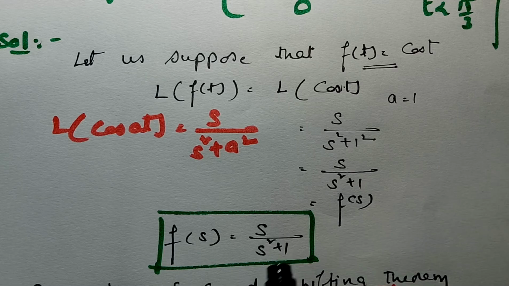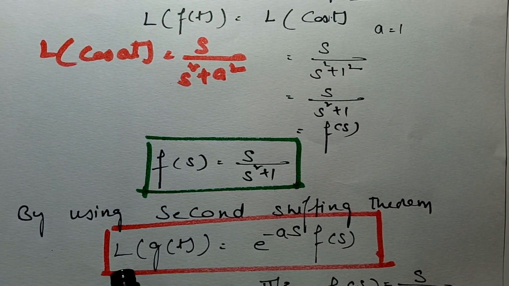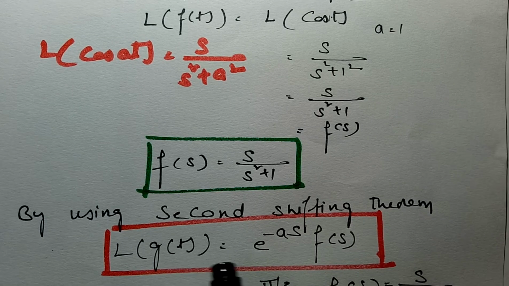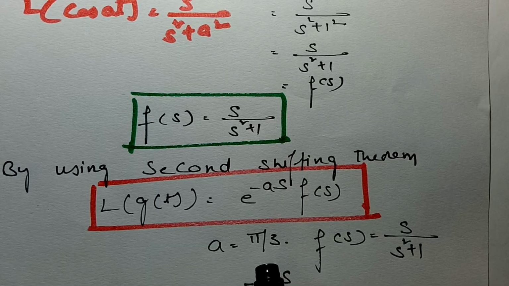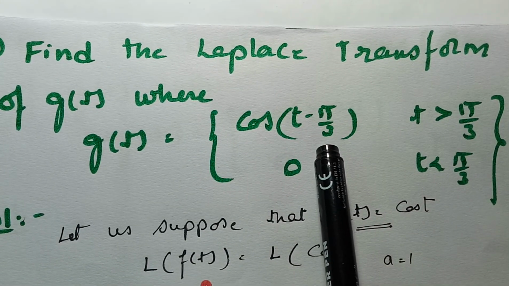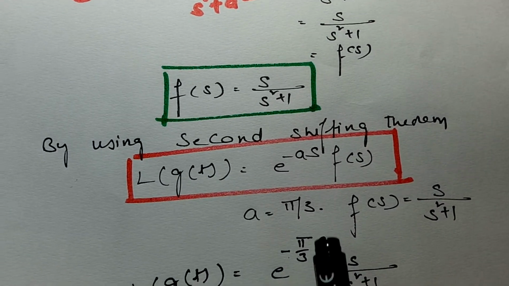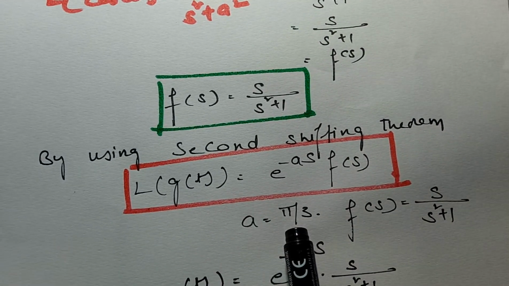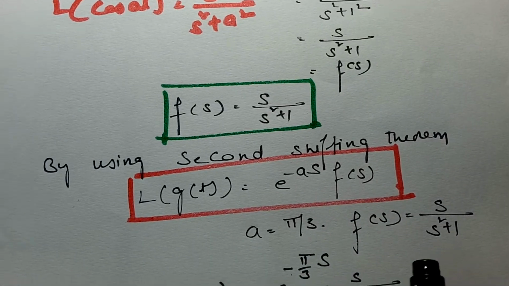To find the solution, we have to use the second shifting theorem. So what does the statement state here? Laplace transformation of g of t is equal to e power minus a s into f of s. What is a? From this question, a is nothing but pi by 3, from t minus a. So a is pi by 3 from the question, and f of s we have just calculated, that is s by s square plus 1.